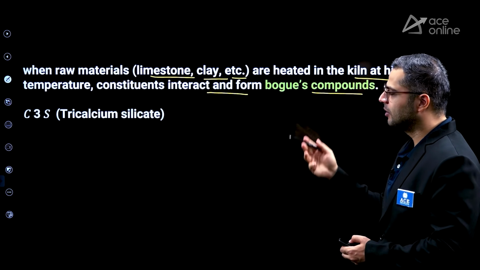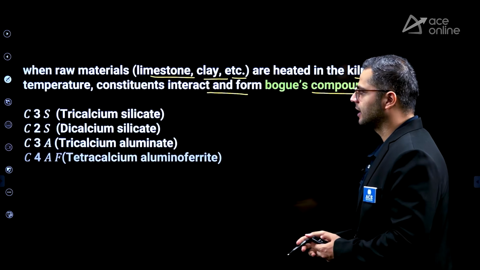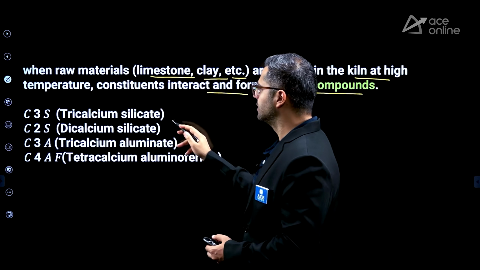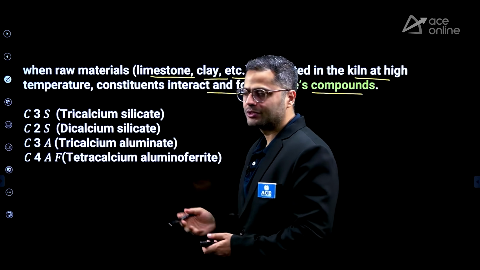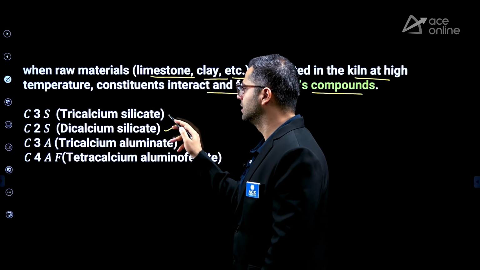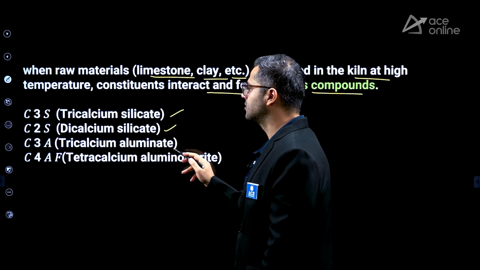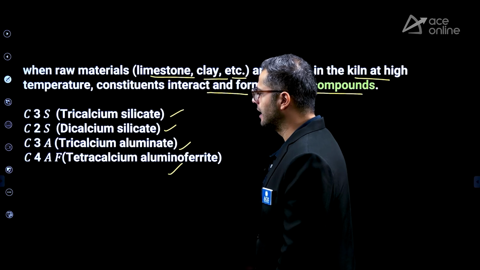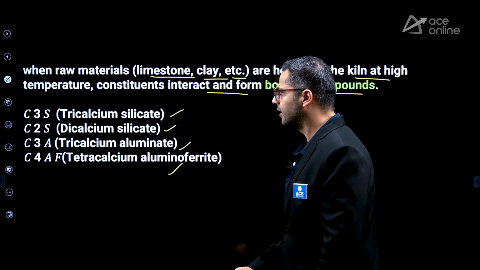And what are your Bogue's compounds? There are 4 Bogue's compounds, each with their own properties. C3S, tricalcium silicate; C2S, dicalcium silicate; C3A, tricalcium aluminate; and C4AF, tetracalcium aluminoferrite.